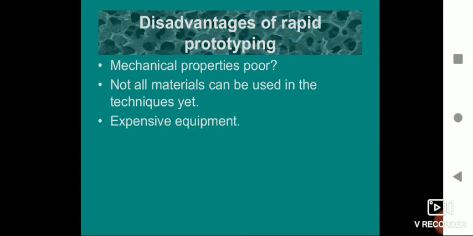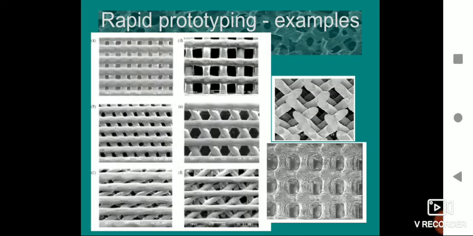Disadvantages: it is not very good in most cases, and not all types of material can be used in this technique yet, because only certain polymers have been tested and used in 3D printing, and obviously the entire technique is very expensive, so a layman or normal people cannot afford it. Here are some examples of polymeric material that have been used to prepare scaffolds with different types of structures and pore size.